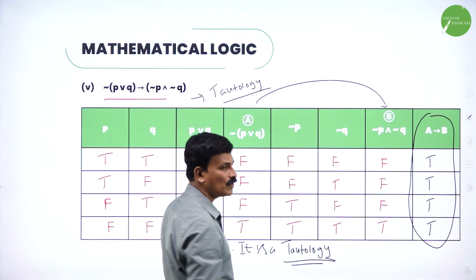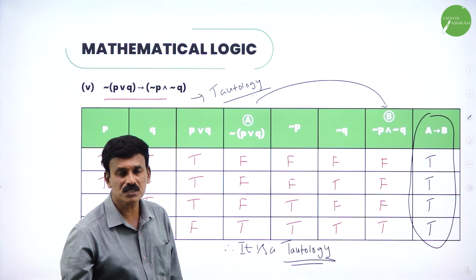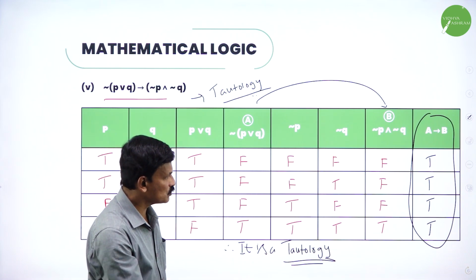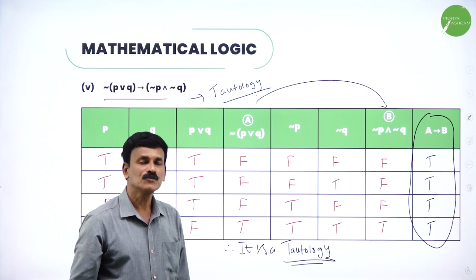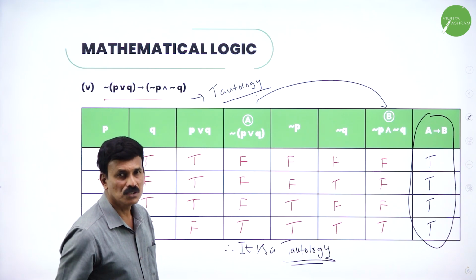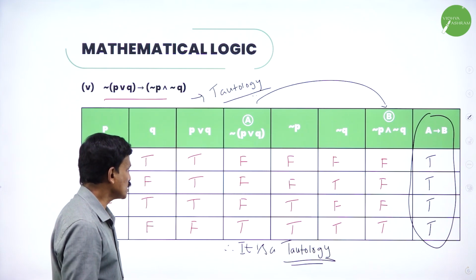So, if you get all the values as F and F, then it is called a contradiction. Since all the truth values in the last column are T, T, T, T, therefore, this is a tautology. Hope you followed. Now, move on to the next problem.